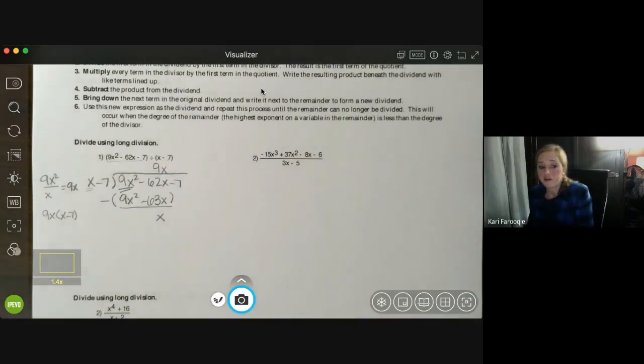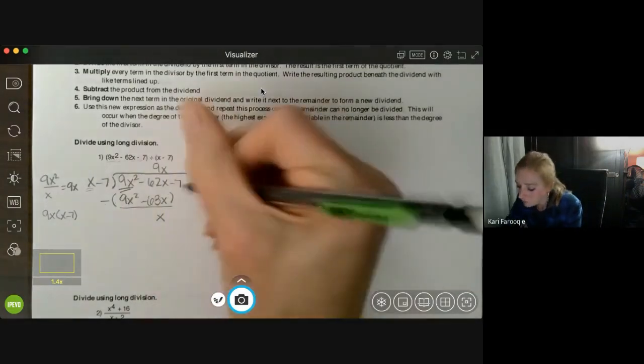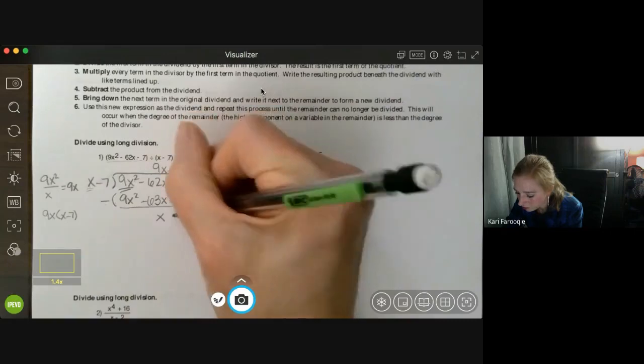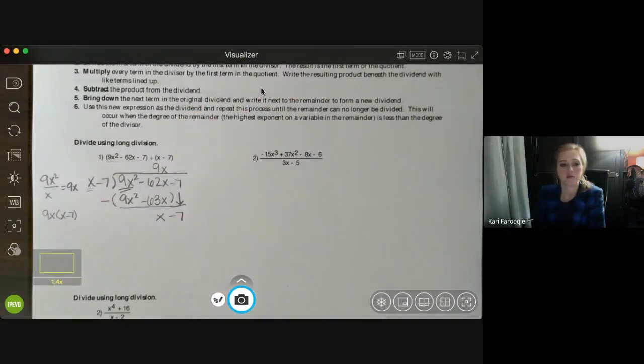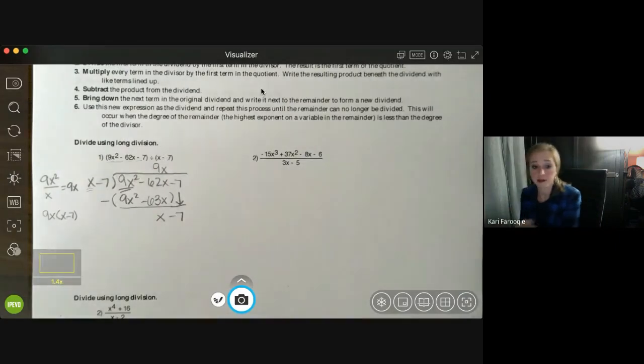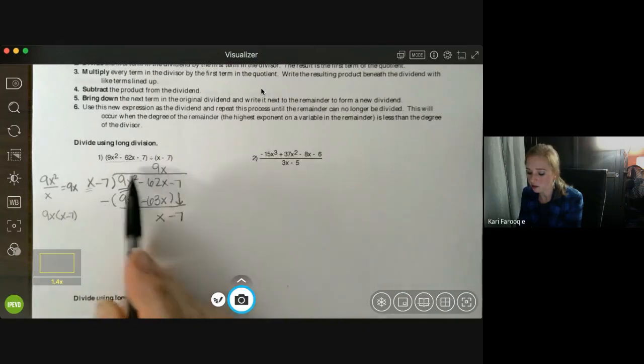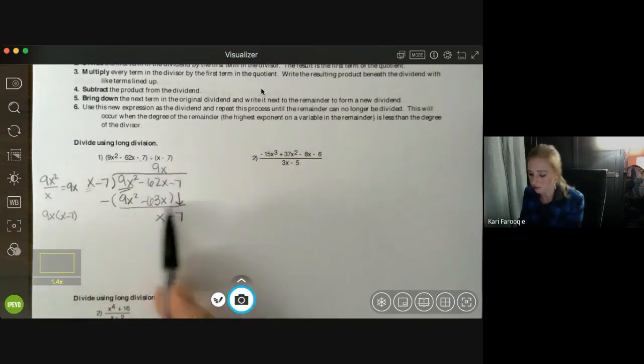Once you've done the subtraction, pull down anything that's remaining. You want to just show everything that's left from the original dividend. So pull down that -7. And then you're going to repeat the process over again. So now, instead of treating your old dividend as the dividend, you're going to only be looking at this row.